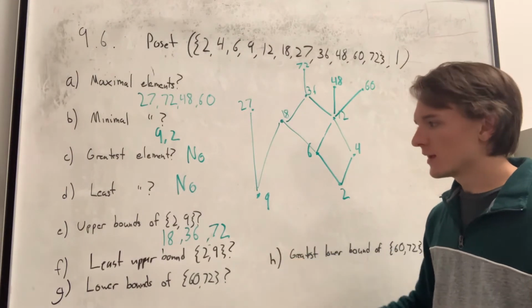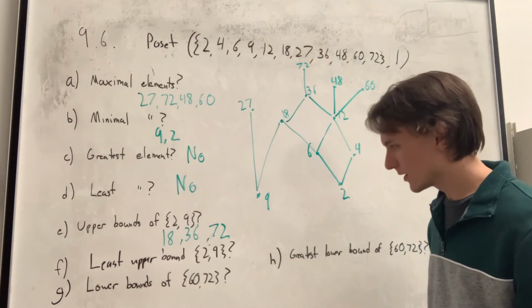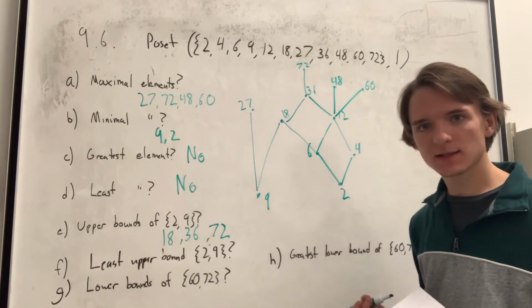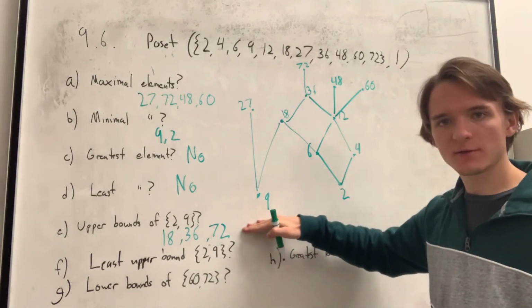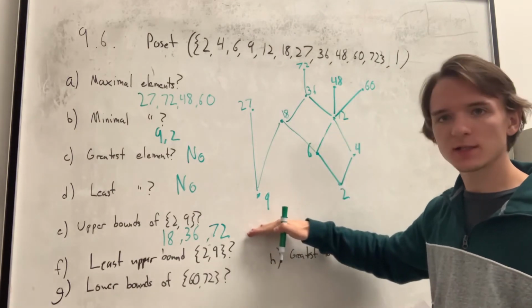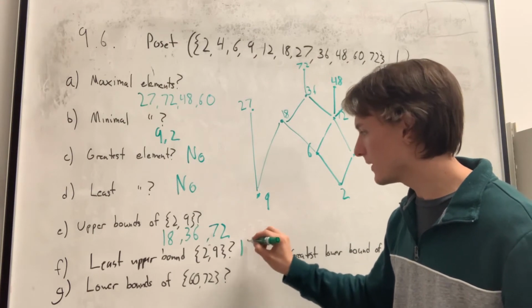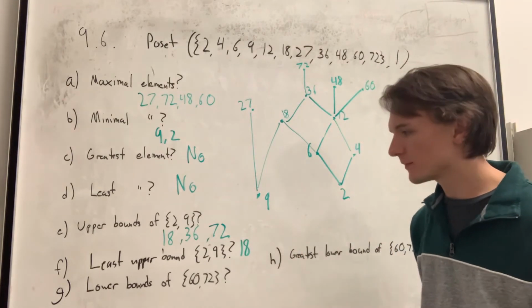This is the correct question. F. What is the least upper bound of 2, 9? Well, that's easy. It's just the least element of what we've already found. 18 would be the least element of 18, 36, and 72. So we would say that 18 is the least upper bound.